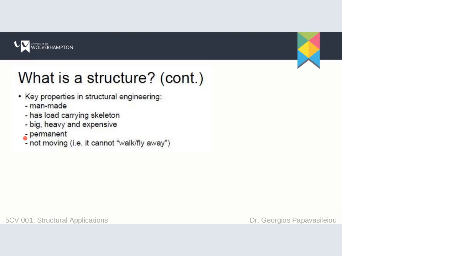We would expect that it's something big, heavy and expensive. Not necessarily, but it's certainly not something quite small. For the scale, you can imagine that even a small house like a bungalow is certainly much larger than a car or something even smaller. All structures are supposed to be permanent. They're not temporary. Of course, using the principles that we will be dealing with in this module, you can analyze structures that are temporary. However, here we mainly refer to permanent ones. And of course, it should not be moving. It should be in static equilibrium.